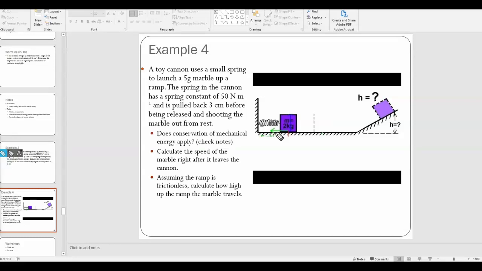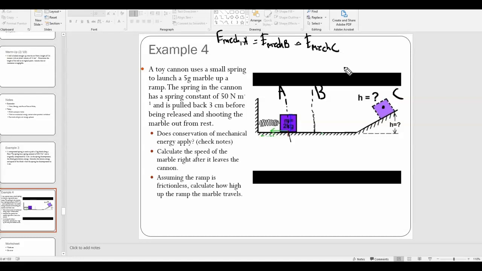Okay, so in this situation, we basically have three different positions. We have point A, which is when it's been pulled back 3 centimeters. We have the equilibrium position for the spring, which I'm going to call point B, and then it's going to slide and eventually reach the top of this ramp, which I'm going to call point C. Now, because mechanical energy is conserved, I know that Emech A is equal to Emech B is equal to Emech C.